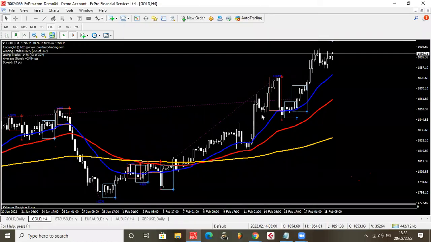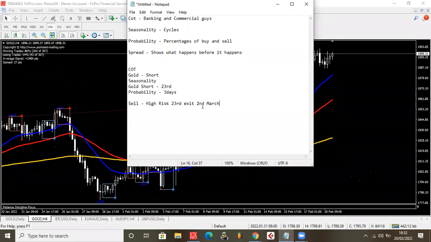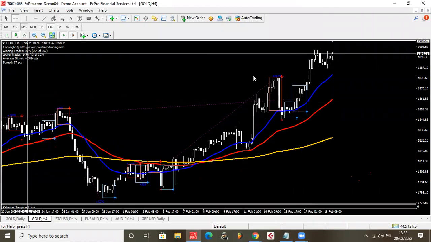So if that's clear, then I see no reason why anyone should lose any money this week coming. If you stay patient enough and you wait, you would get a good entry and you sell.